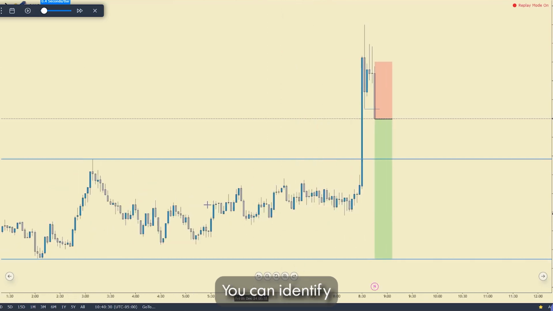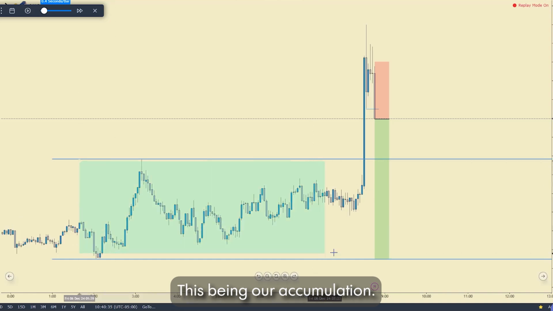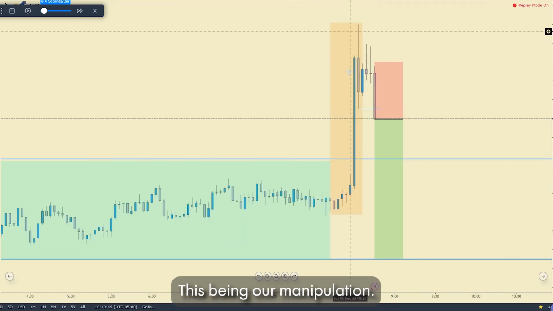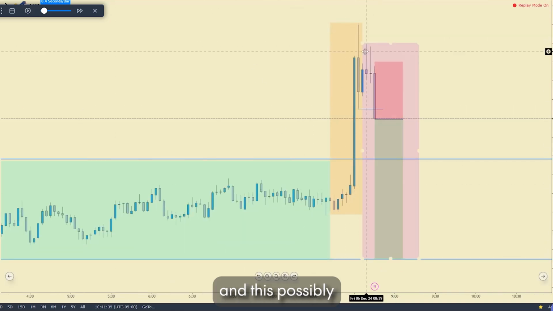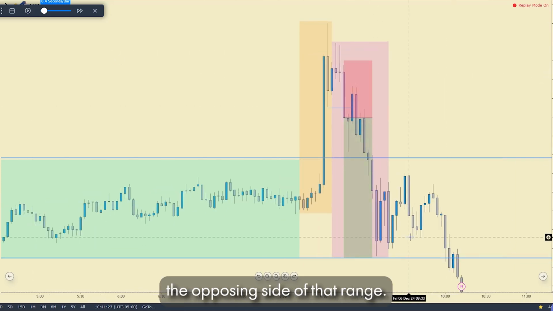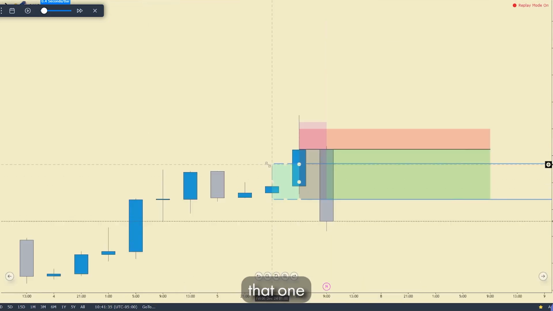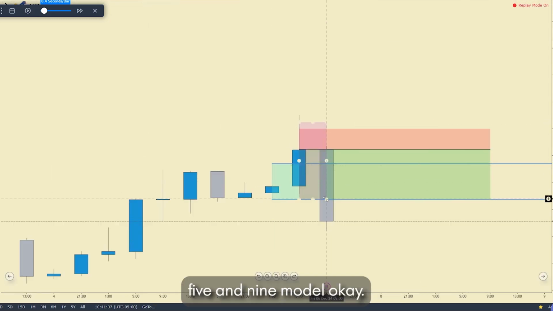And if you also look at this, you can identify we're following our AMD model, this being our accumulation, this being our manipulation, and this possibly being our distribution. And as you can see, price now reaches the opposing side of that range. And if we go back to our 4-hour time frame, as you can see with our candles, it follows that 1, 5, and 9 model.